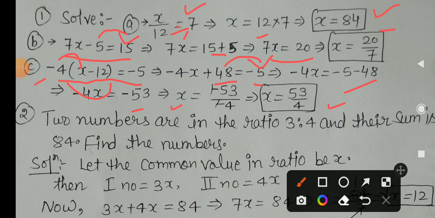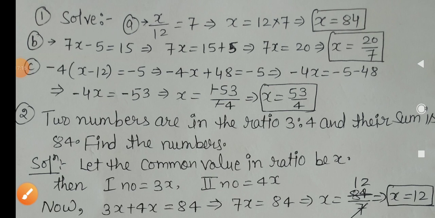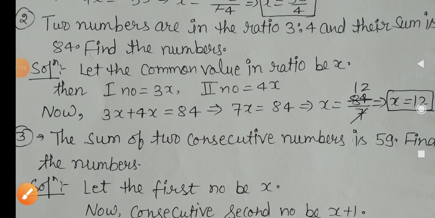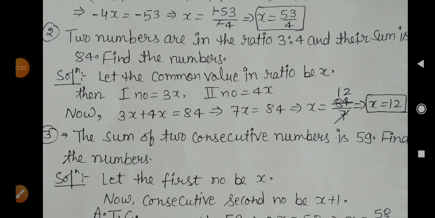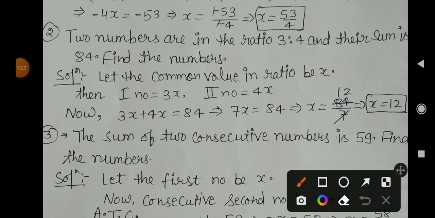Okay student, now we have to explain the next question that is on your screen, and this is a statement type question. The question is: two numbers are in the ratio 3 to 4 and their sum is 84. Find the numbers.